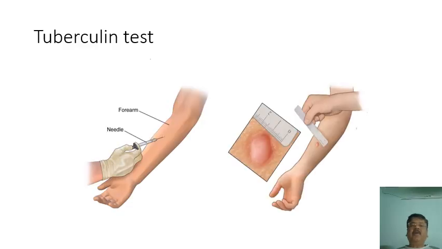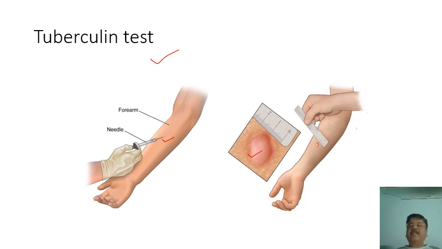The tuberculin test, all of you know, is a delayed hypersensitivity reaction where 5 tuberculin units are injected in the forearm intradermally. Formation of a bleb like this indicates a successful injection. It should not go subcutaneously. The patient is advised to come after 48 hours. We have to measure. If there is erythema and induration of more than 10 millimeters, it indicates positive.